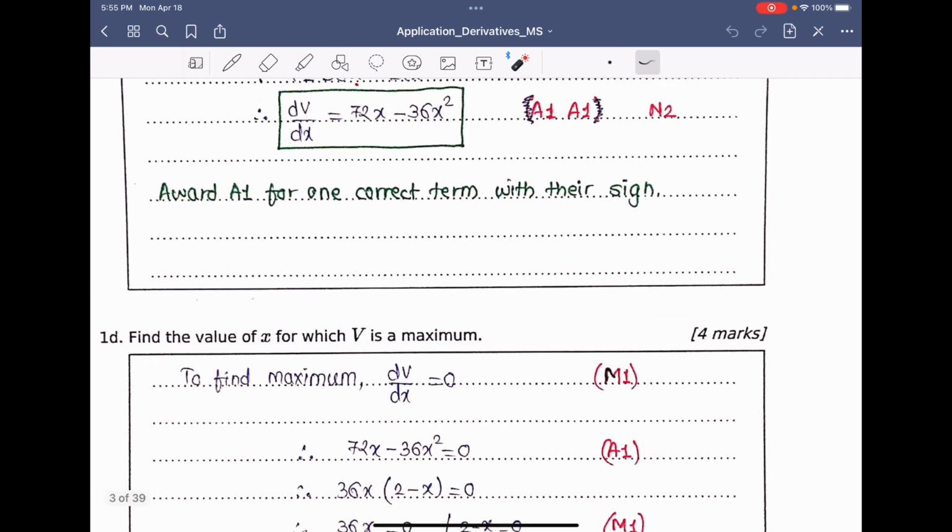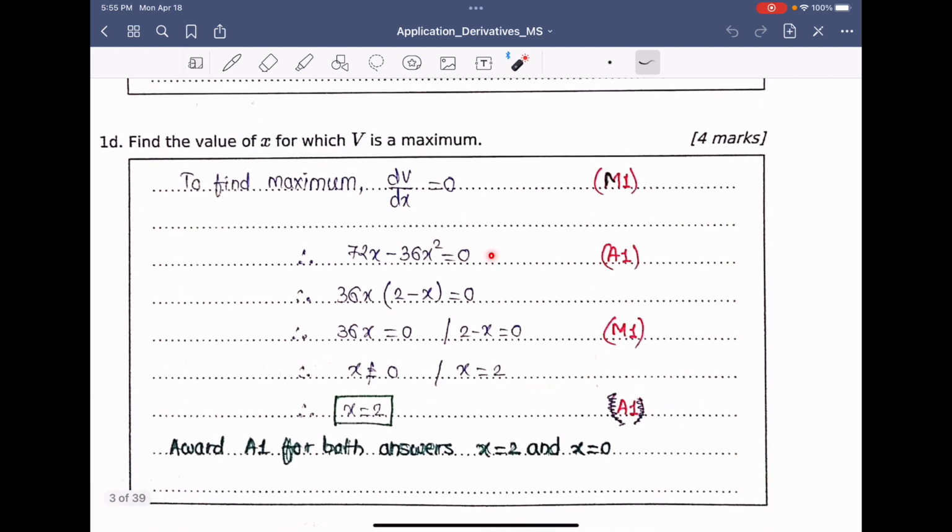We already found dV over dx is 72x minus 36x squared, equate to 0. Now, always take common factors because this is a quadratic equation, so you have to justify your 2 x values. I can see 36x is common between these terms. If I take 36x common, 72x over 36x is 2. Negative sign as it is. 36x squared divided by 36x is x. That means the product 36x times (2 minus x) is equal to 0.